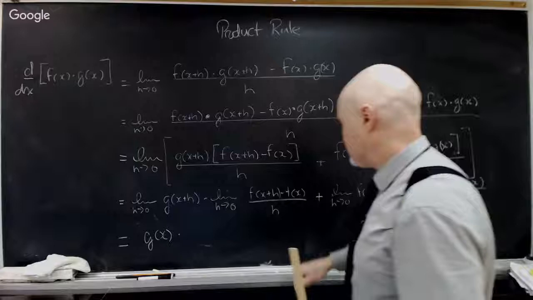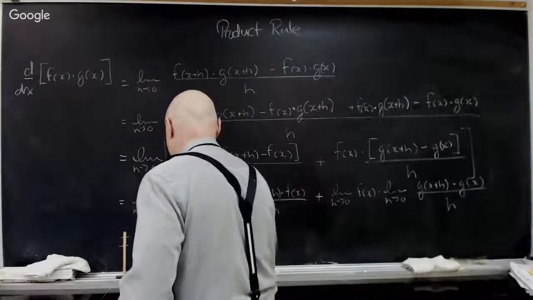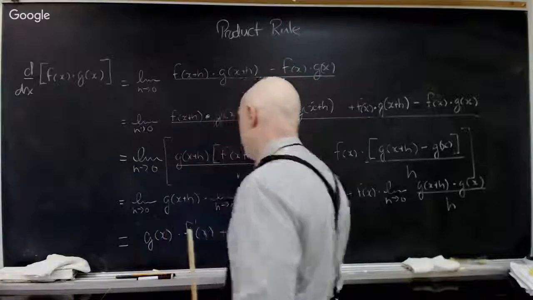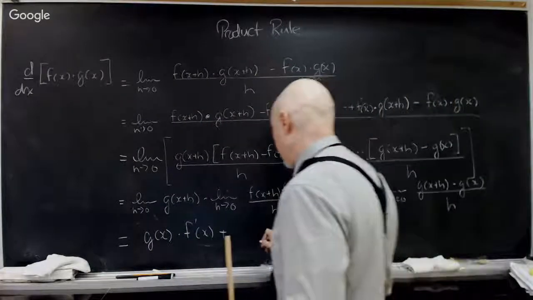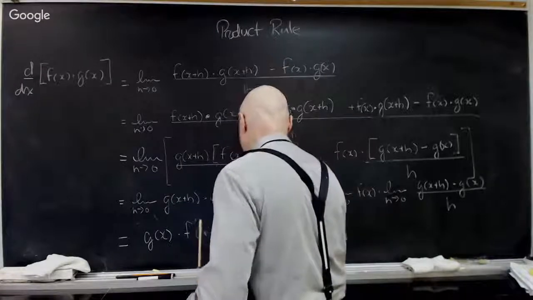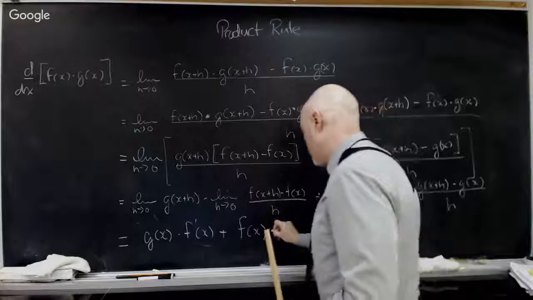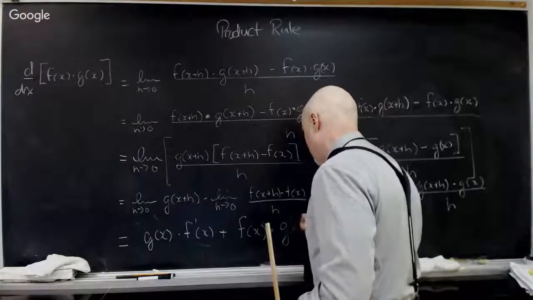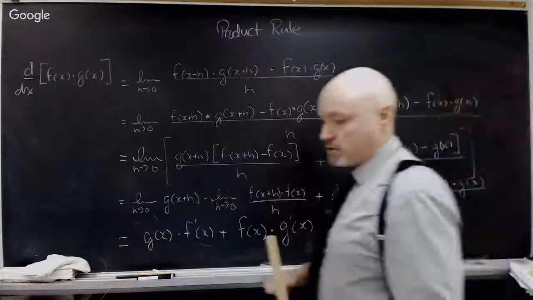And the limit as h goes to 0 of this is the derivative of the first function. And the limit as h goes to 0 of f at x is just f at x. And the limit as h goes to 0 of this expression is g primed at x. And that is the proof of the product rule.